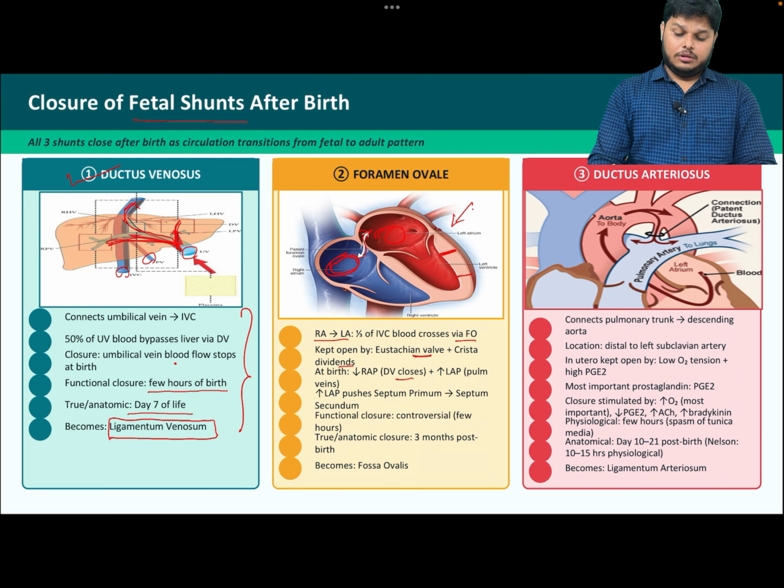Remember about foramen ovale. The questions that are asked from ductus venosus, foramen ovale, and ductus arteriosus are: what are their adult remnants? What functions do they do in the fetal circulation?